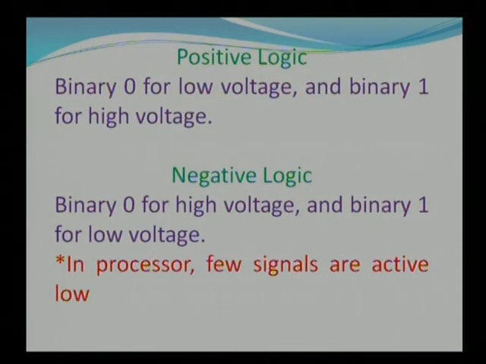See, here are a few words: positive logic. What is the meaning of positive logic? There is also negative logic. In a logic gate, positive logic means binary 0 for low voltage and binary 1 for high voltage. Positive logic is our normal language. If you want to present 0, it is a low voltage, 0 volt. If you want to present binary 1, that is high voltage. What is high voltage? 5 volt in digital, nothing else.